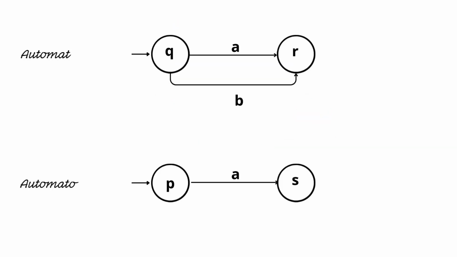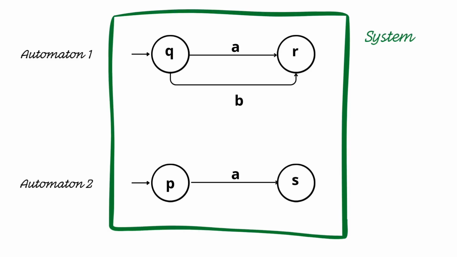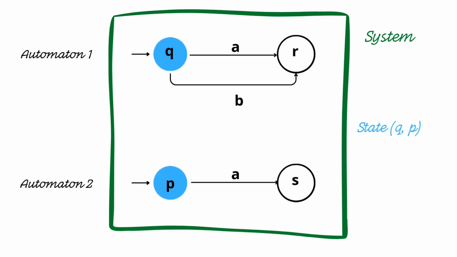On this slide, you see two automata. Together, they form what we call a system. A state of the system is not a single state from one automaton. Instead, it is a pair of states, one from each automaton. From such a pair of states, two kinds of transitions are possible.